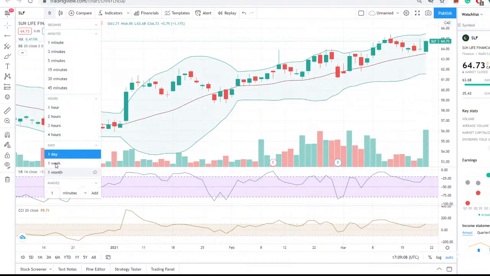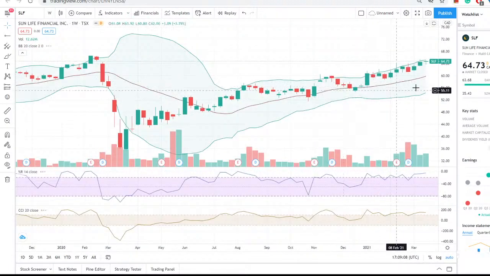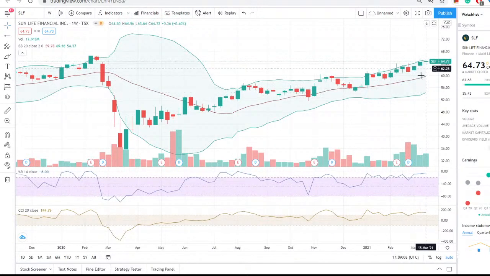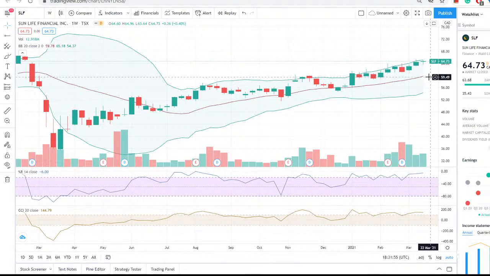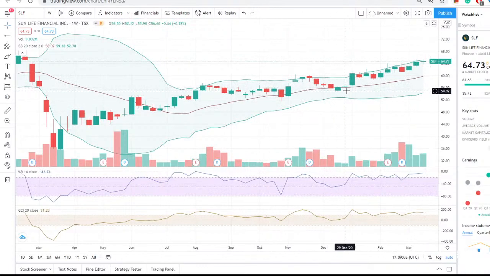And for re-entry, just let me quickly check. I think it's better to wait for its correction, and it might take a few weeks before it is at its support for entry. So 59 or 55, with a stop of 51. Yeah, 55 with a stop of 51.